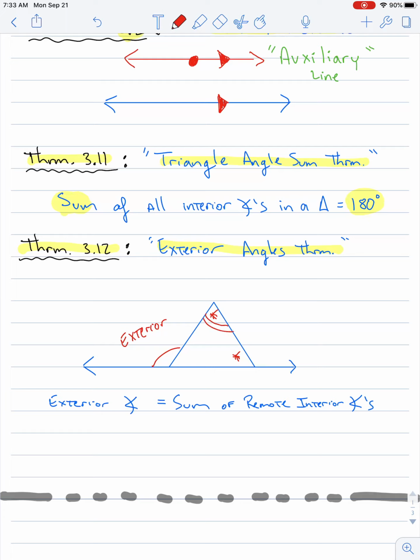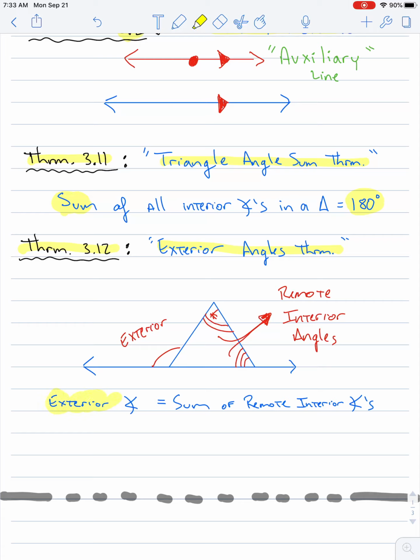Why? Because this angle here, I'm going to put 2 arcs here. And this angle down here, I'm going to put 3 arcs. 1, 2, 3. These are what you would call remote interior angles. So for every exterior angle outside of a triangle, there exist 2 remote interior angles.